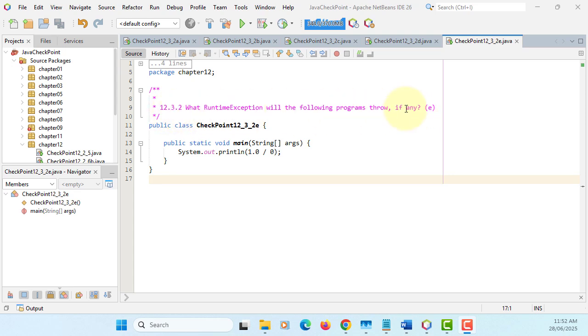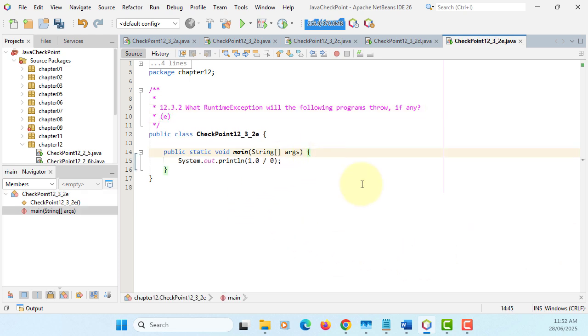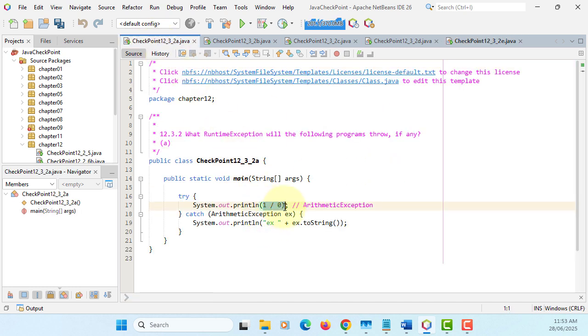Checkpoint 12.3.2, this is E. So if you look at the main method, System.out.println. Be careful, this is not the same as question A. We are dividing by 0. This is integer division, so we may have to deal with the arithmetic exception.